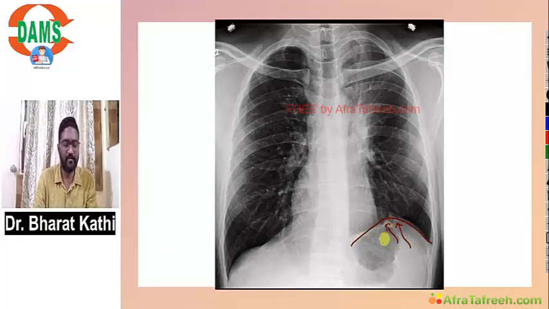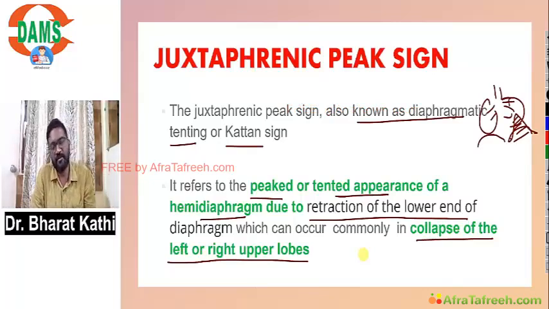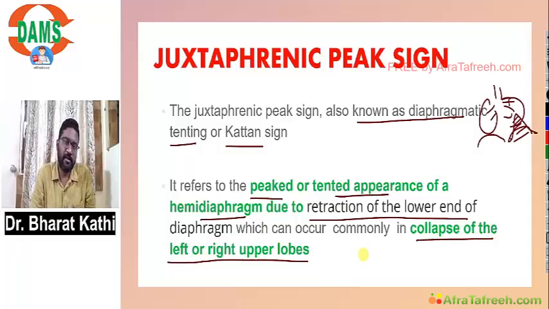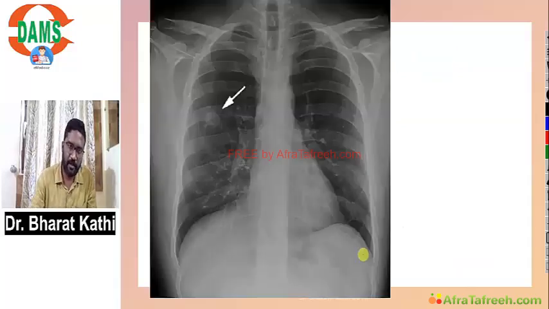So tenting of the diaphragm refers to a peaked or tented appearance of the hemidiaphragm due to retraction of the lower end of the diaphragm, which can happen due to pull. When there is left upper lobe collapse or right upper lobe collapse, the diaphragm will be pulled up. When it is pulled up, its curvature can change and it can appear like a peak. This is called the juxtaphrenic peak sign. Then what is this?